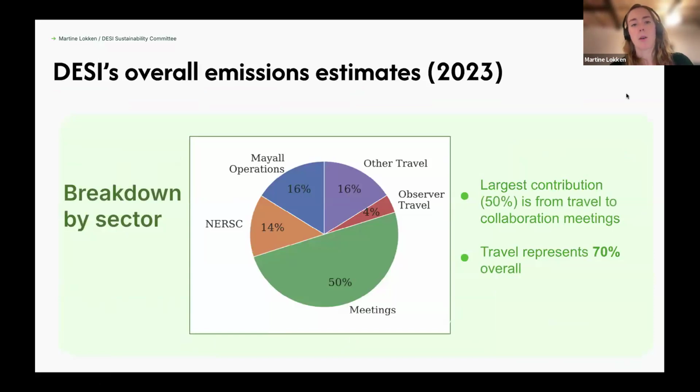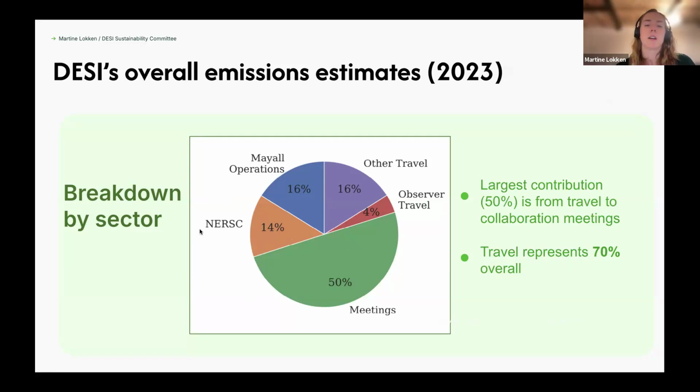So our first steps, again, were to try to estimate the emissions. Here I'm showing what ended up being our final estimates. We first divided this into three main categories: generally travel, then telescope operations and everything around that, and the third category was computing. That is NERSC here, because we use the NERSC supercomputer in California. As you can see by eye already, meetings take up a huge part of this, but I'll briefly mention some of the work that went into figuring out these two sectors.